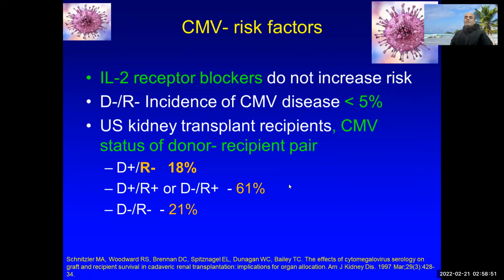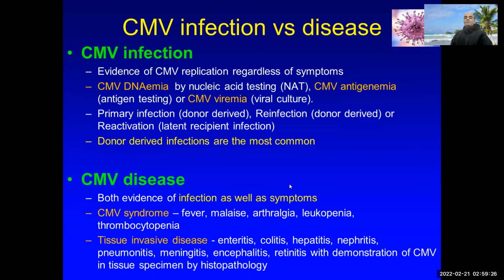If the donor is negative and the recipient is negative, the incidence of CMV is less than 5%. Interleukin-2 receptor blockers like basiliximab, Simulect, do not increase the risk. In kidney transplant, by CMV status of donor-recipient pairs: donor positive, recipient negative, 18%; donor positive and recipient positive, or donor negative and recipient positive, 61%; donor negative, recipient negative, risk of CMV 21%. What is the difference between CMV infection and CMV disease?